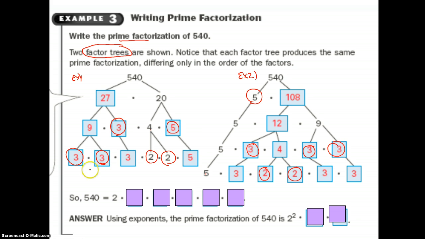For example 1, I want to put the primes in order from least to greatest. So I have 2 2's, 3 3's, and a 5. For example 2, I have 2 2's. If you need to cross them off, you should do it. 3 3's actually, and a 5. You can see that's the same for each of them.